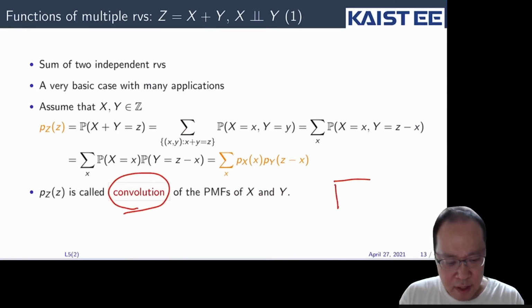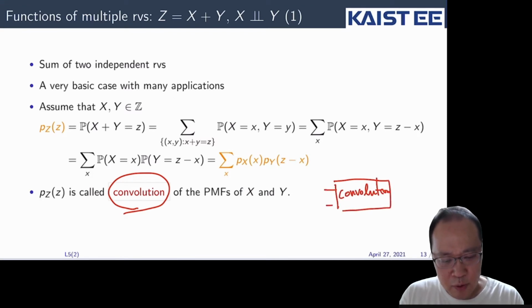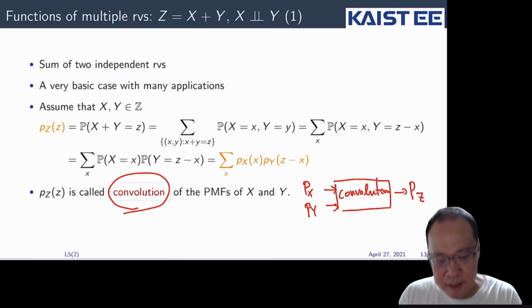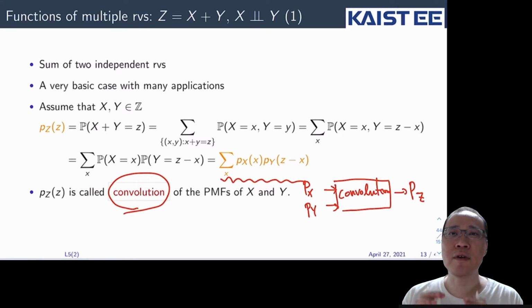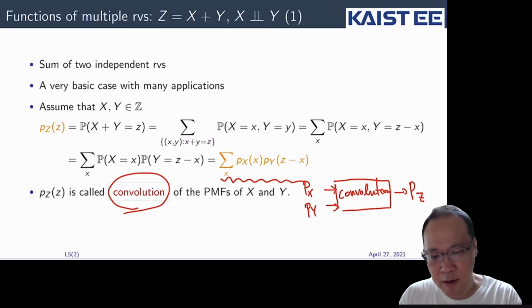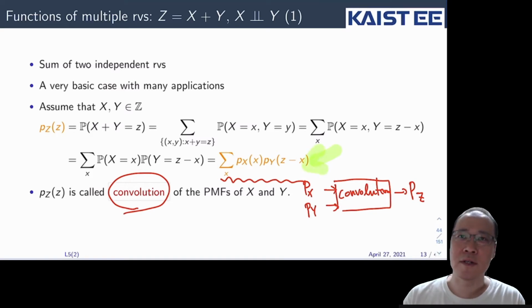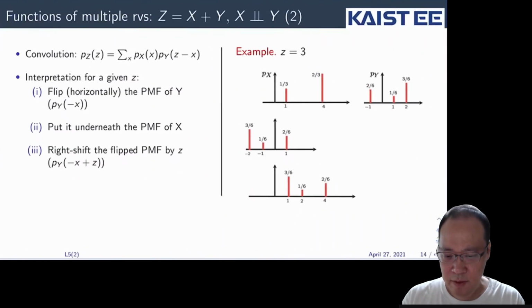So the convolution can be thought of as a box where we have two inputs, p_X and p_Y, and the output p_Z. And this box consists of this operation. So in order to understand how the convolution works, we need to understand how this part works. Okay? So let's understand that.